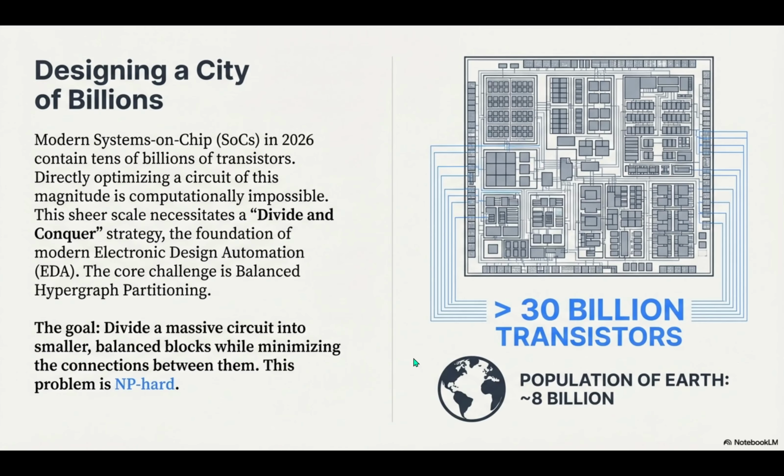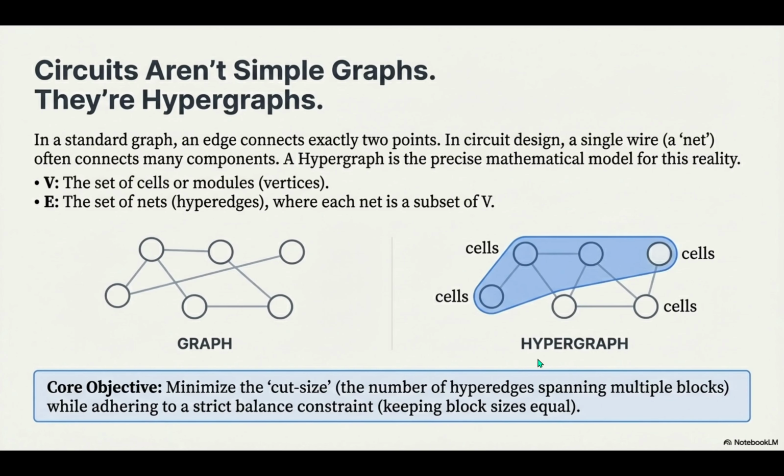Right, and you have to do that while satisfying two constraints that compete with each other. First, the blocks have to be roughly the same size. That's the balance constraint. You can't just have one giant block and one tiny one. That doesn't help. Not at all. And the second constraint, which is really the one that determines performance, is that you have to minimize the number of wires that cross between those blocks. Because every wire that crosses a boundary costs power and adds delay. That's the whole game. You have to reduce that cut size as much as humanly possible.